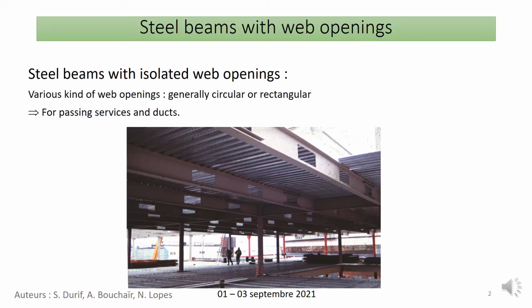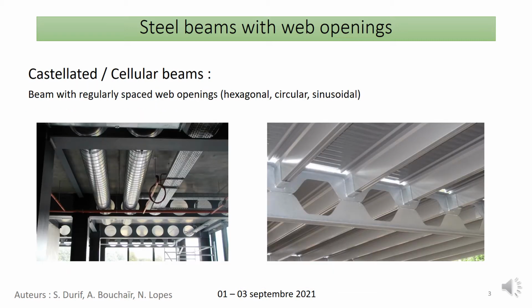We have observed for a decade a growing use of web openings in steel beams, as it allows passing through different kinds of ducts and thus reduces the floor's depth. For many reasons, we can have either isolated openings or uniformly distributed openings, such as cellular beams. Of course, having multiple large web openings may induce several additional failure modes, and the impact of large web openings is especially important in high shear areas.